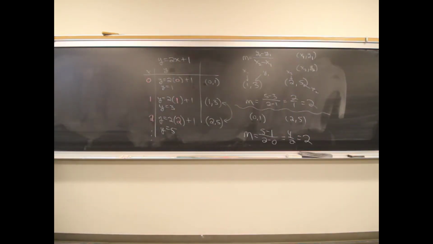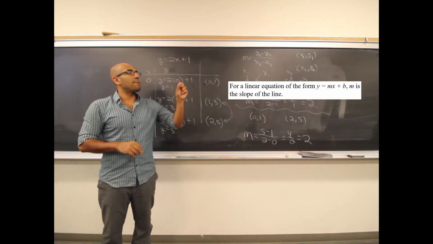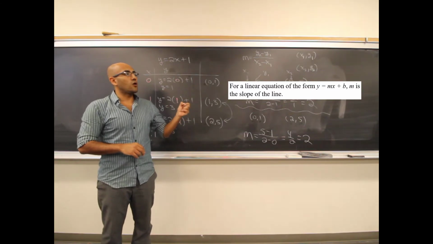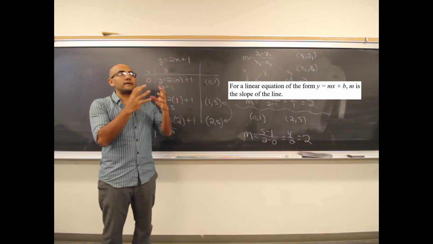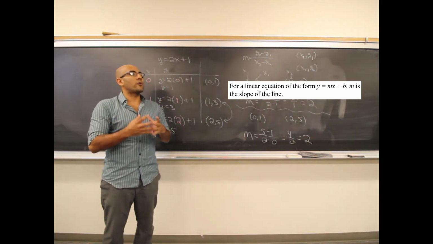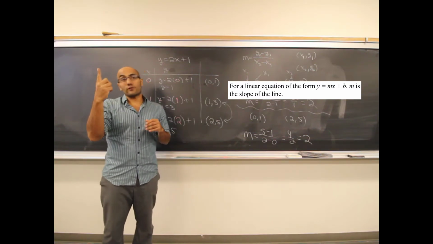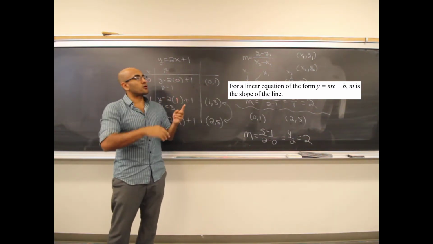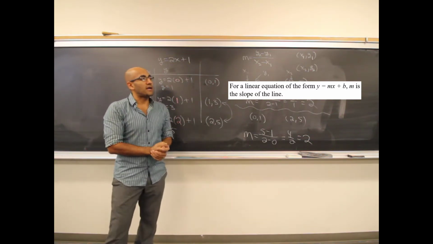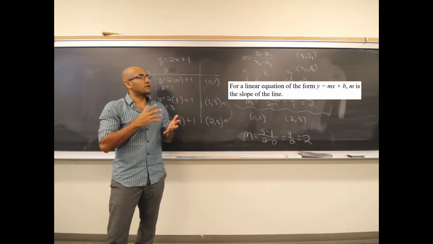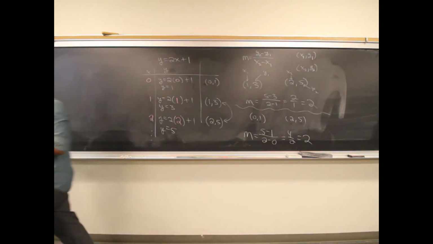So, for a linear equation of the form y equals mx plus b, the m is the slope of the line. That's always true. All linear equations, with only one exception, can be written in this form. The only exception is vertical lines, right? So except for vertical lines, all other equations of a line can be written in the form y equals mx plus b, where m is the slope of the line. M and b are real-valued numbers.